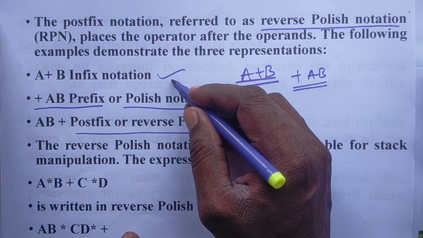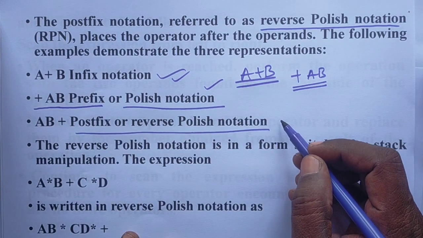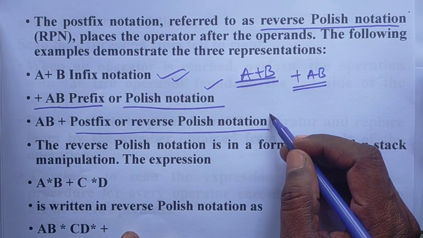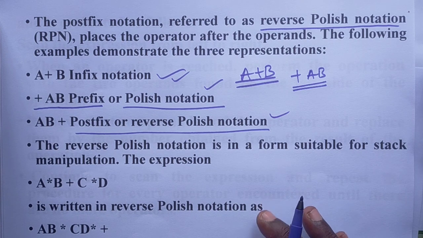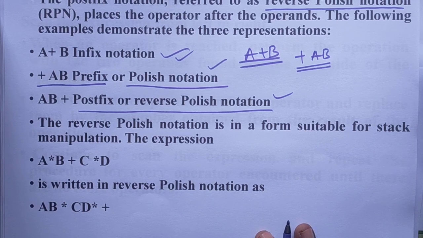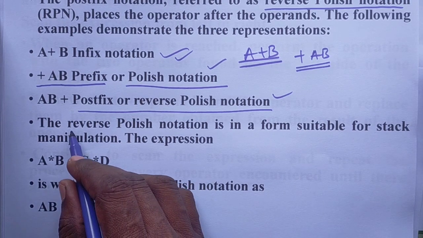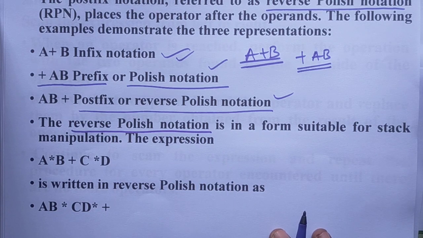So one is infix, next is Polish notation or prefix, and another is reverse Polish notation or postfix. These three notations we can use for any kind of arithmetic expression. We will see the same thing with another expression, how it is defined and how it is evaluated. Since our topic is reverse Polish notation, it is a very simple way in the form of suitable stack manipulation.